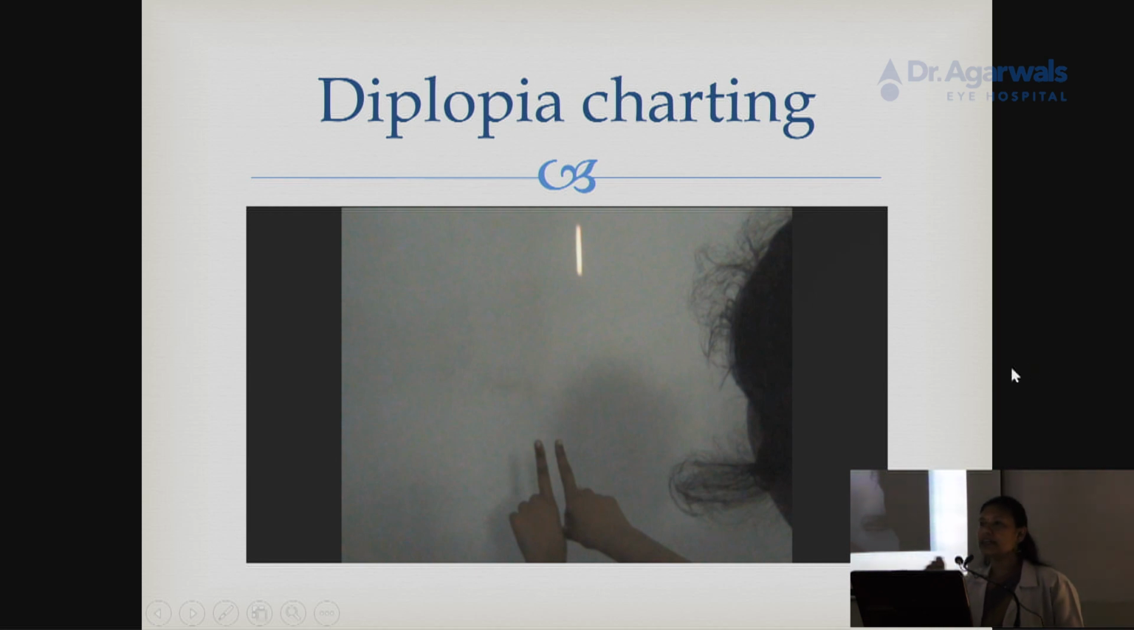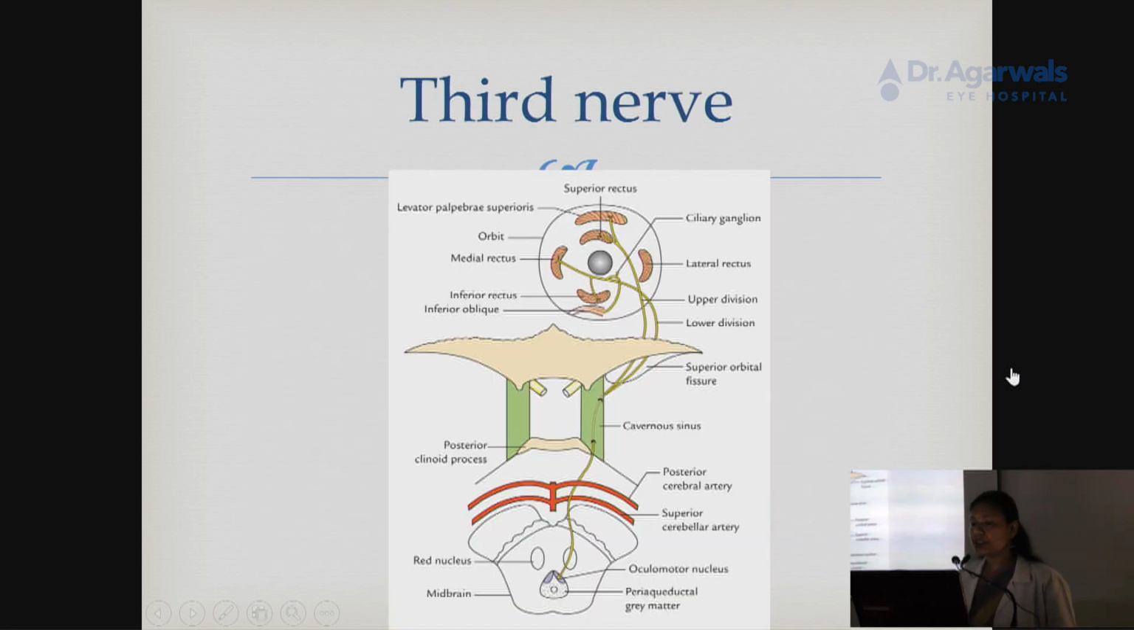You put the light and see how much separation is happening. The maximum separation occurs in the direction of the nerve palsy. So this is a simple test which we can do at clinic. So coming to the 3rd nerve.